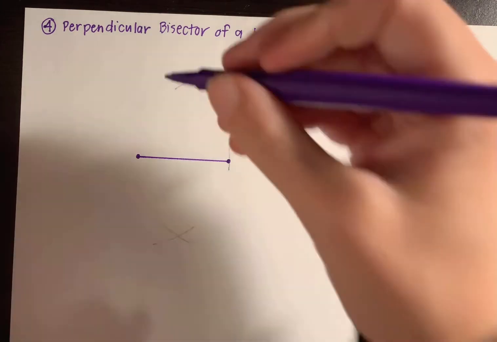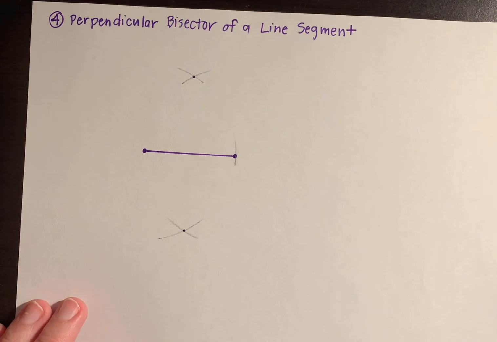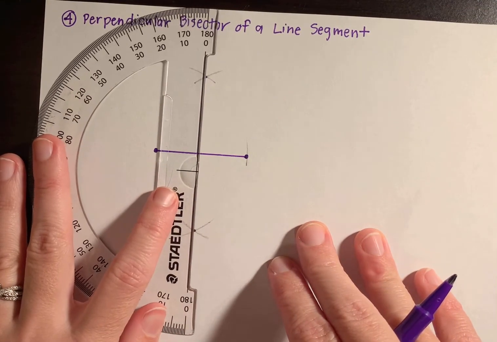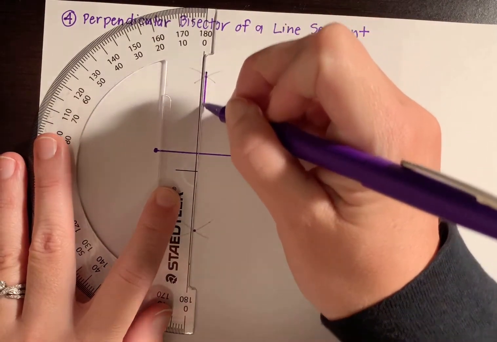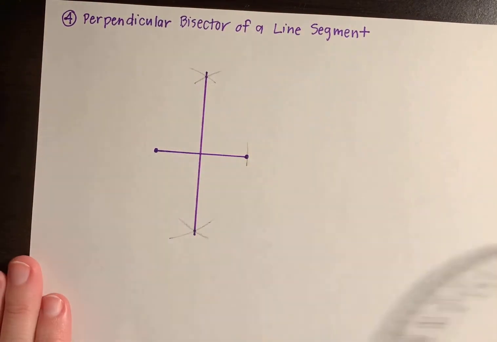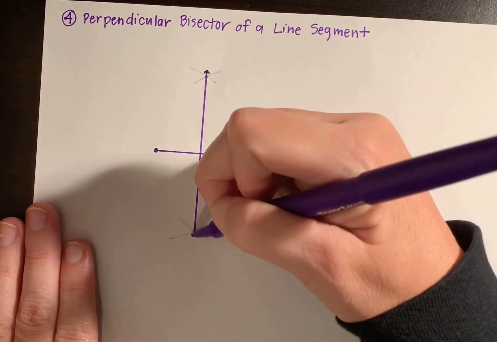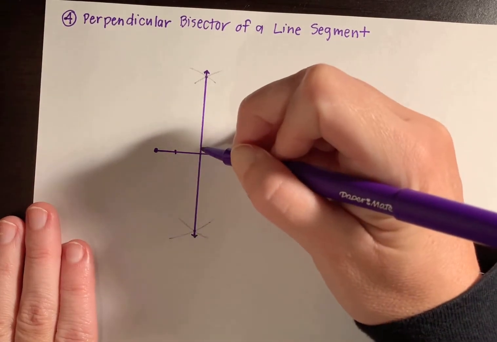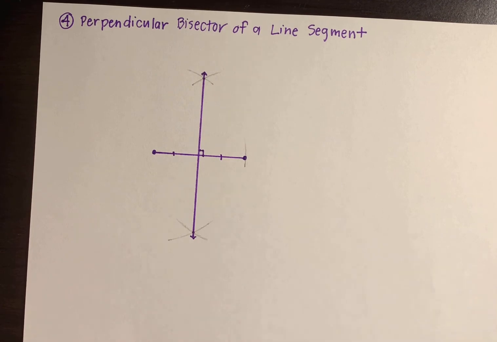Those intersection points will form the 2 points of a line that will perpendicularly bisect our line segment. I'm going to go ahead, put my straight edge up next to these, and connect. This distance is the same as this distance, and this angle, technically all 4 of the angles, are 90-degree angles. So you just bisected the line segment at a 90-degree angle.